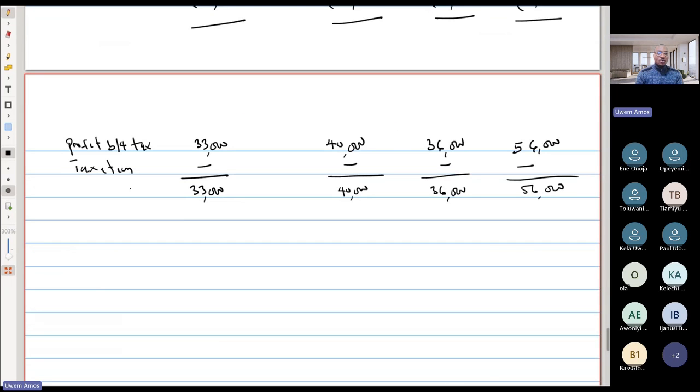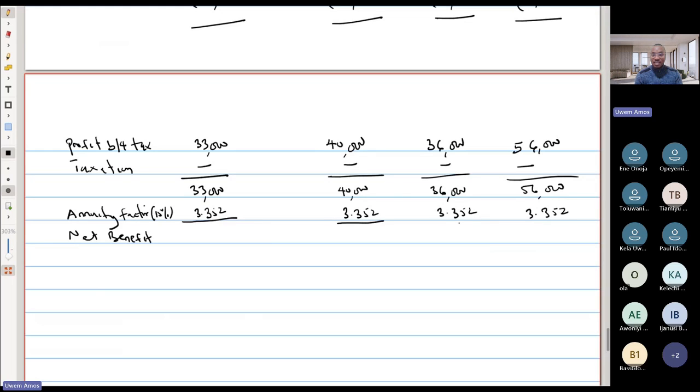Our annuity factor at 15% is 3.352. Okay, so what's our net benefit? And then we can call it a day at that point. And the next class, we would continue from there. I just want to take a few minutes to take questions if there are any. Then we could finalize this question fully, which will be this and the C part, the last part, the calculation part.